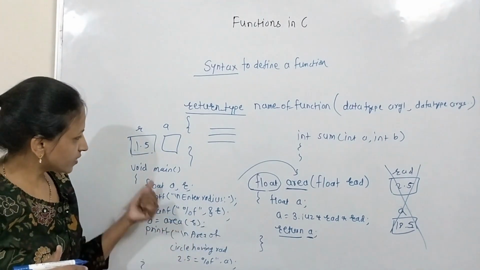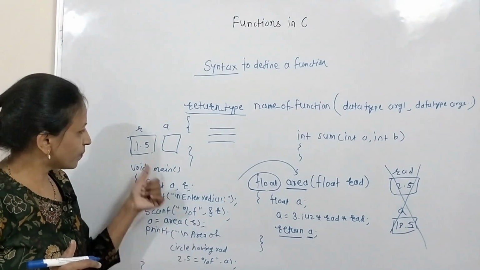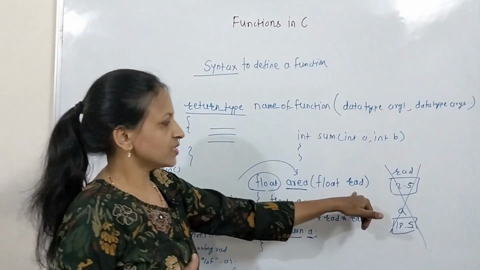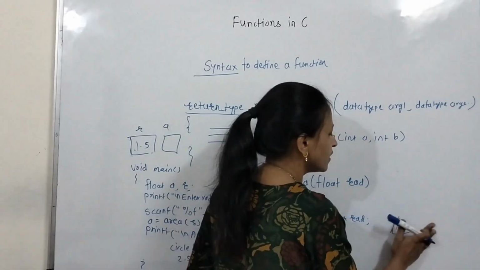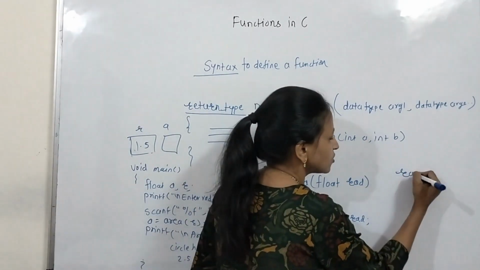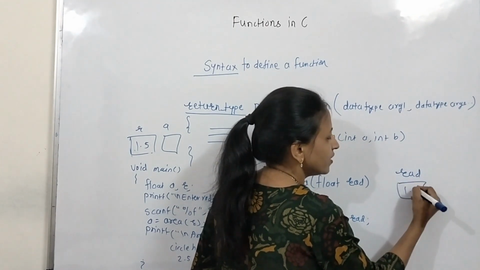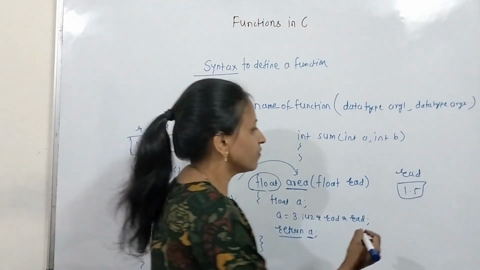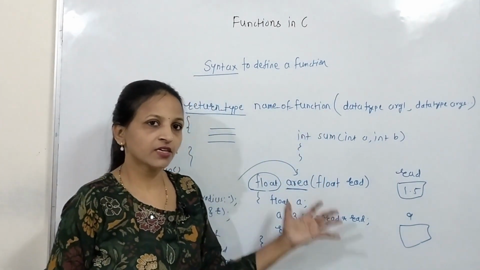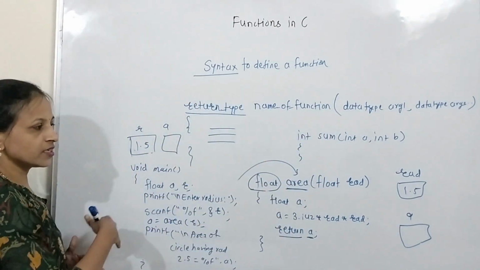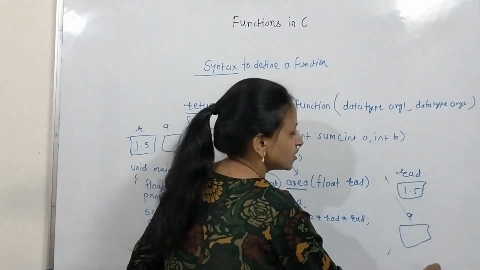Whatever value, that 1.5, will get copied inside this rad. Whenever control comes here, that rad will get created and the value will get copied here, let's say 1.5. Again this variable a will get created here, and whatever area gets calculated, that value will get returned, and this whole part will get ignored.